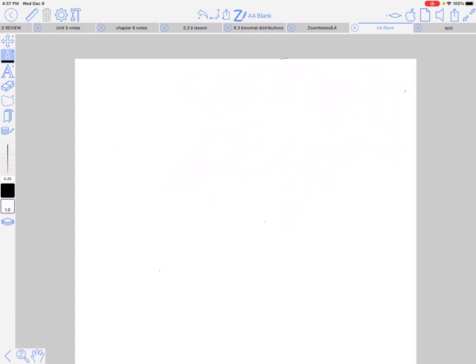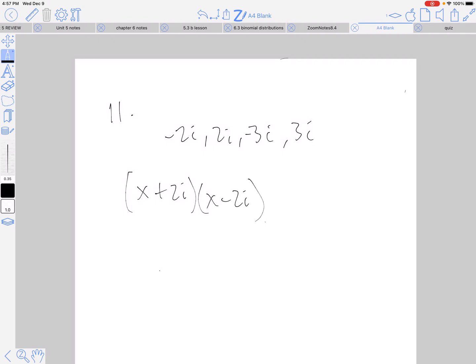Okay, so with the imaginaries, let's do 11. All right, so you have negative 2i, 2i, negative 3i, 3i. All right, so I gave you the positives and the negatives, so you don't really have to think too much about that. But when we take them to the factors, they will be conjugates. So I'm going to do this one first.